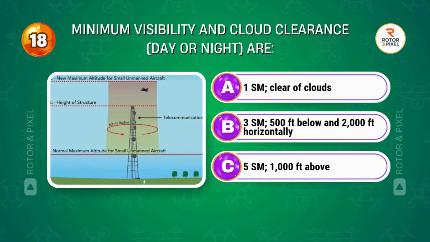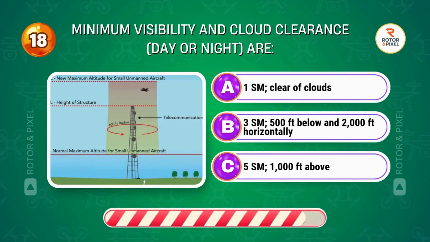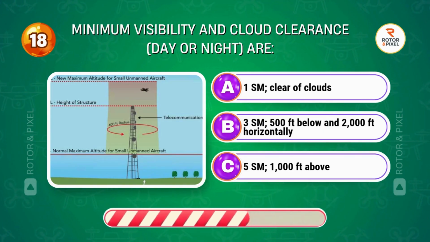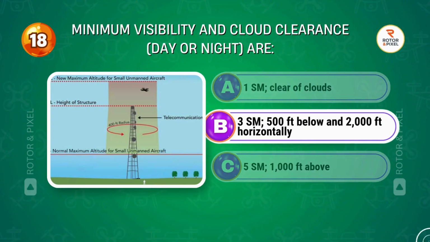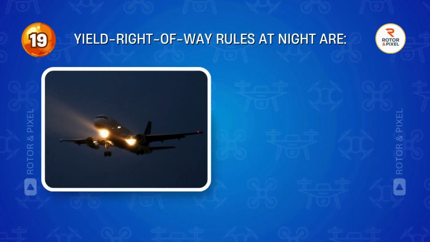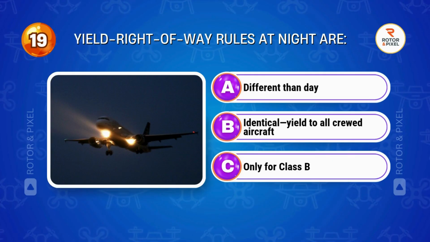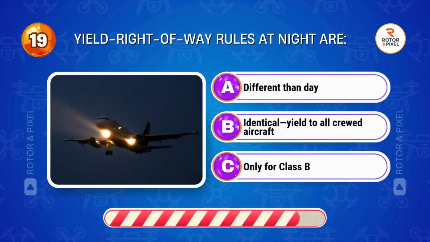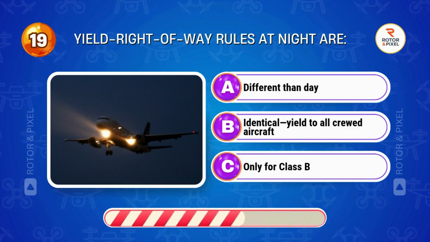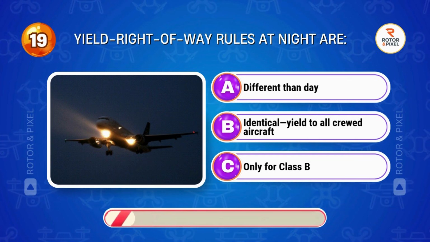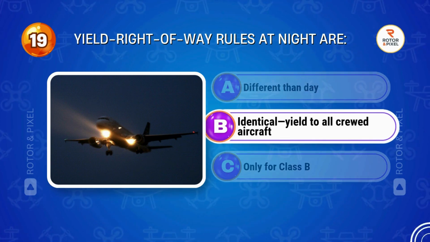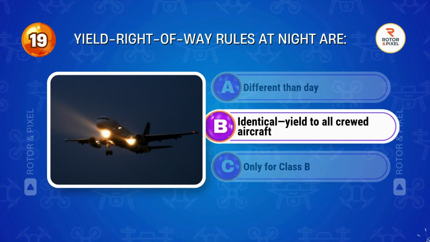Minimum visibility and cloud clearance, day or night, are Answer B, 3 SM, 500 feet below and 2,000 feet horizontally. Yield right-of-way rules at night are Answer B, identical, yield to all crewed aircraft.